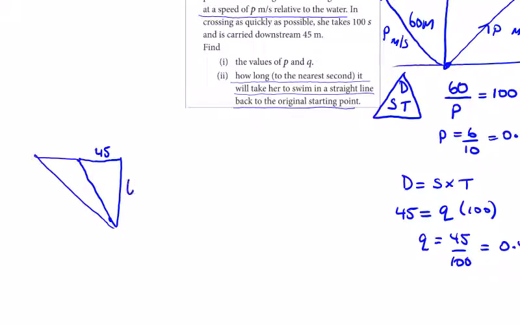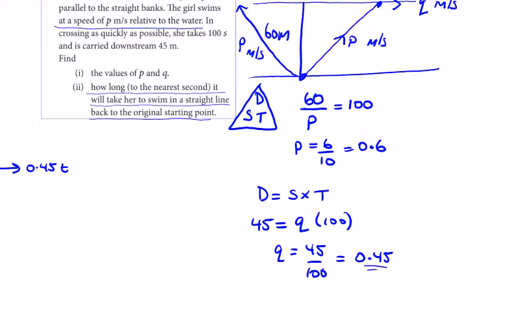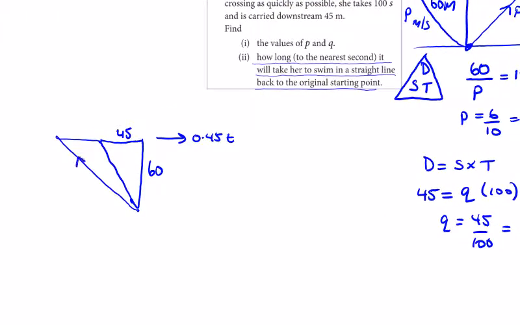So what have we got? We have the width of the river. We have our flow of 0.45 T, for Q going that way, and this way here 0.6 T. So we need to get some variables into this triangle to find out T and get T back into our sine rule. So let's take this triangle out to begin with, the right angle triangle. 60, 45.